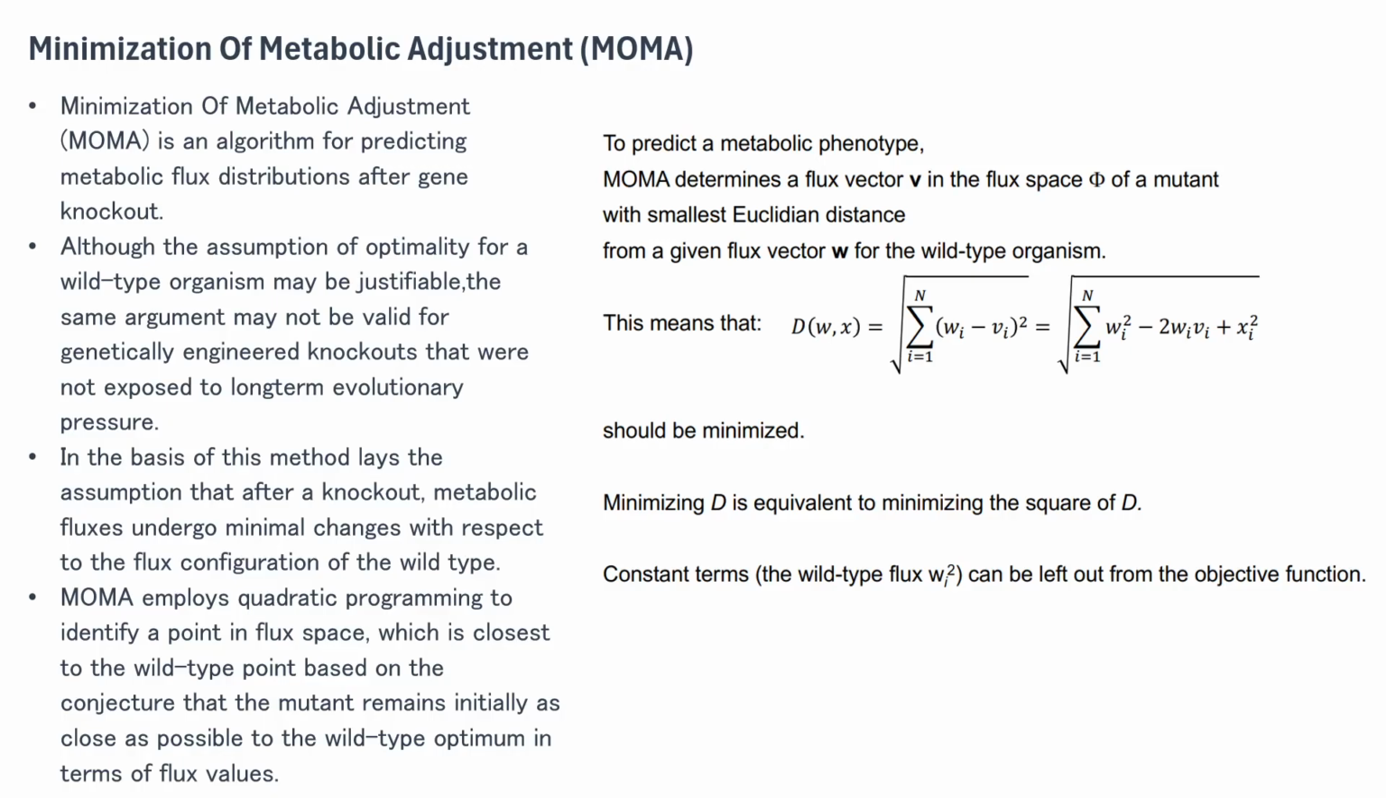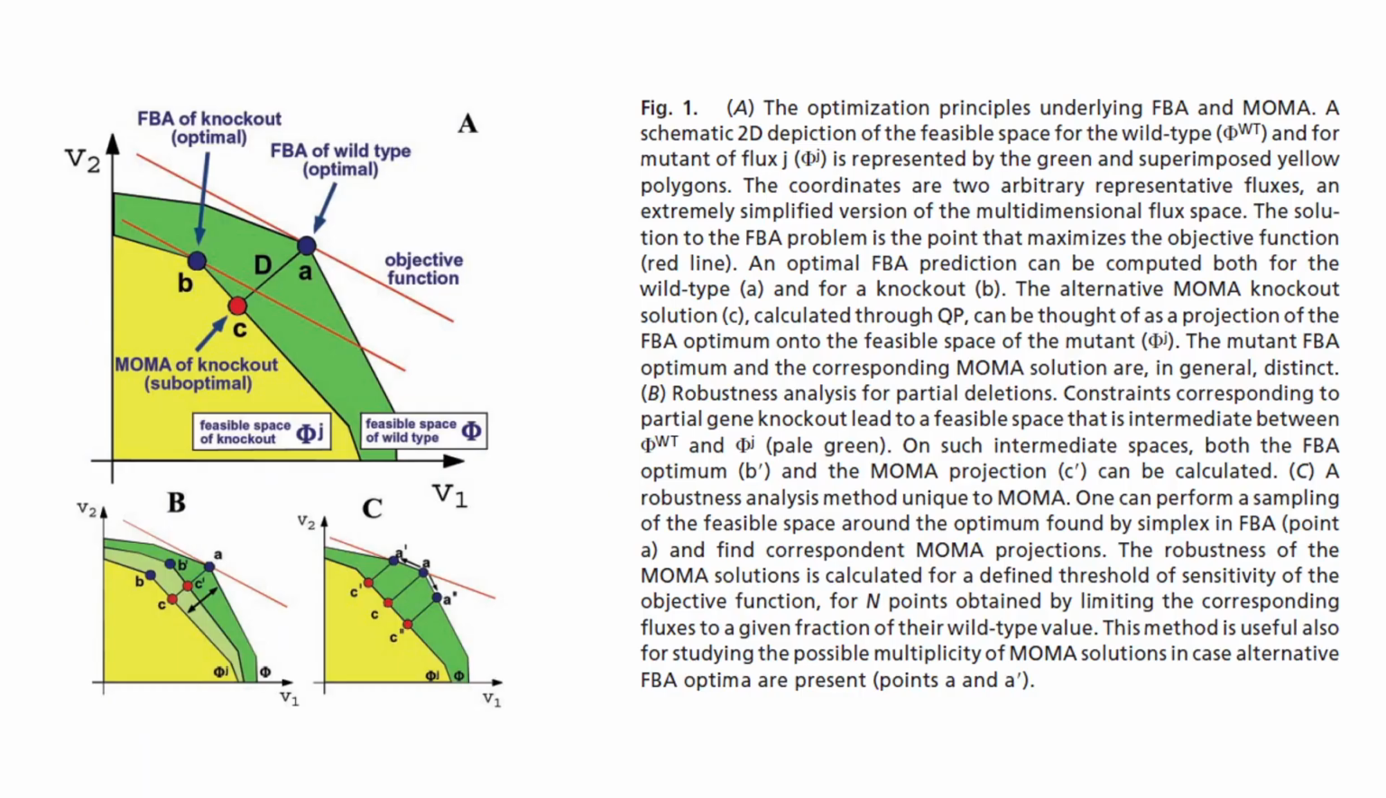It is mostly robust, so in that context, this is a very fair assumption that the metabolic fluxes will undergo minimal changes with respect to the wild type after a gene is knocked out. Now, what MOMA does is it employs quadratic programming to identify the point in flux space which is closest to the wild type point, based on the conjecture that the mutants remain initially as close as possible to the wild type optimal in terms of flux value. So basically, the green part shows the FBA of the wild type, and the yellow part shows the FBA of the knockout.